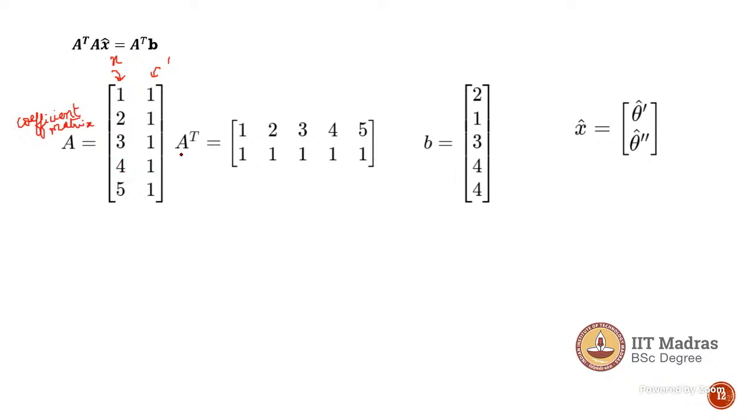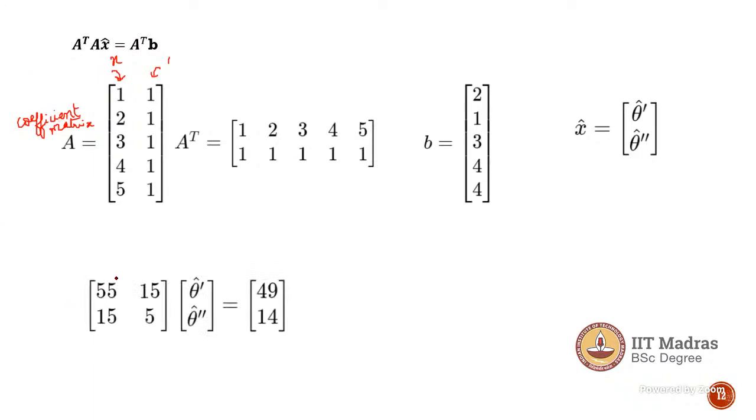After you form this matrix A, you take A transpose and multiply with A, and you will get one matrix here. Similarly, you have this B as your vector of Y, that is your dependent variable. Then A transpose B will give you 49 and 14.